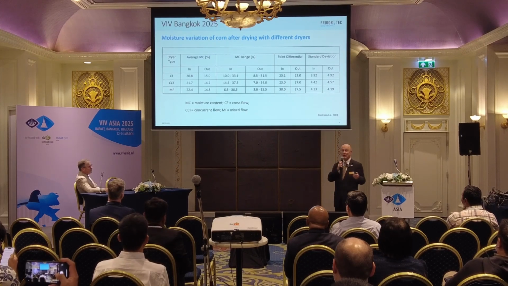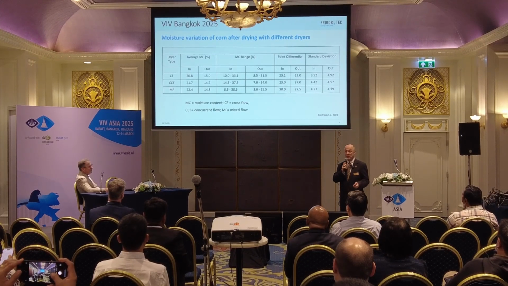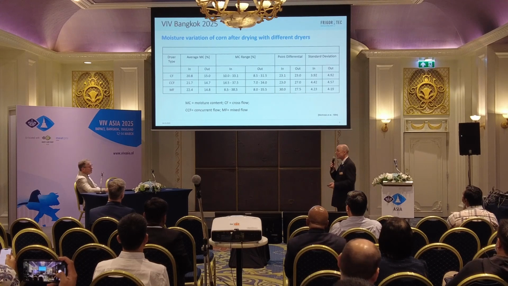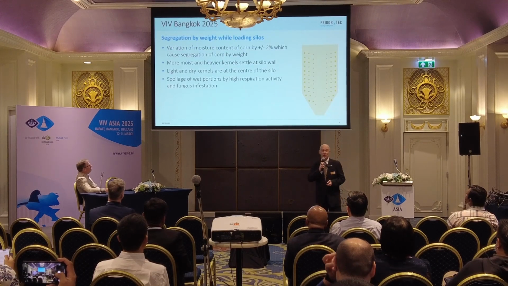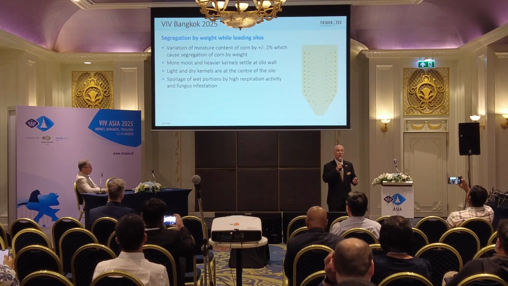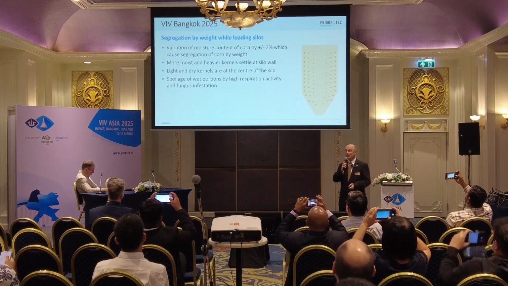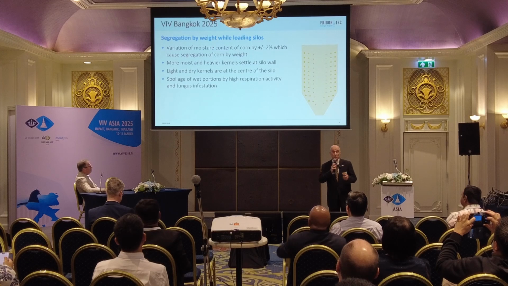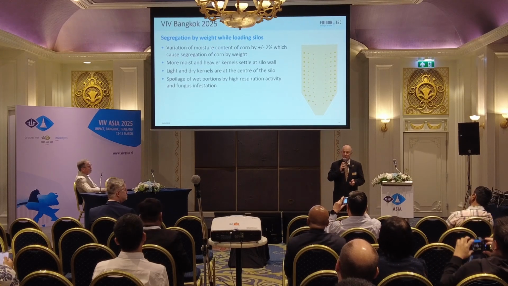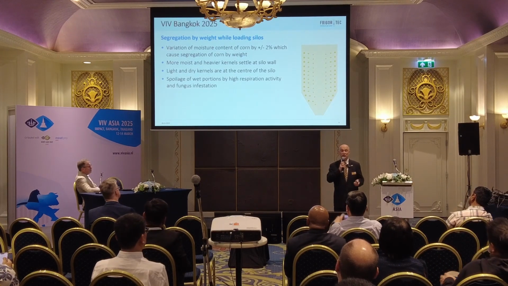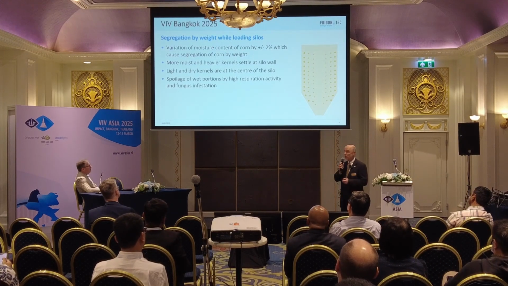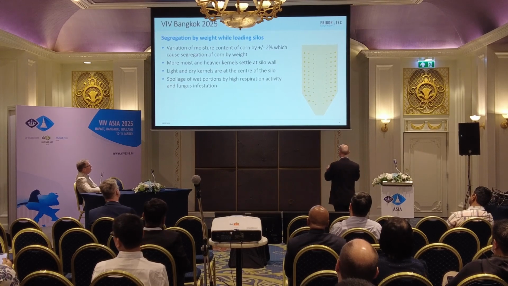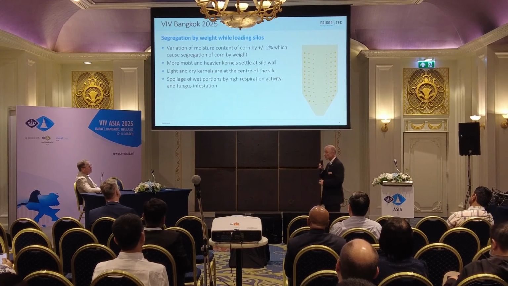Because when we handle our corn in the facility, we convey it and we load it. We do bulk handling. And bulk handling has a consequence, because all kernels vary. That is then one outcome, the segregation by weight, which will group the kernel sizes according to their physical properties. And then you get a grouping in your bin where suddenly big kernels, moist kernels, and dry kernels separate.